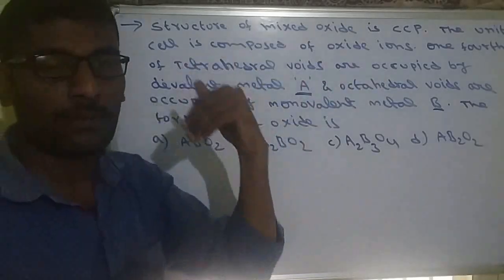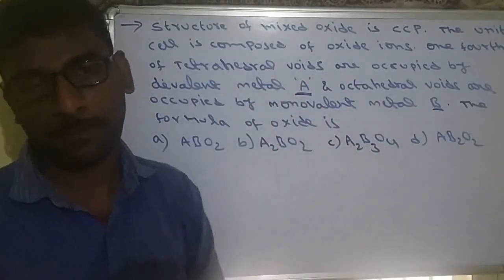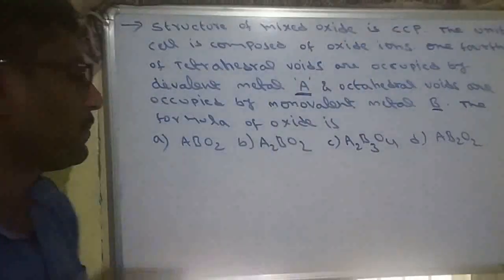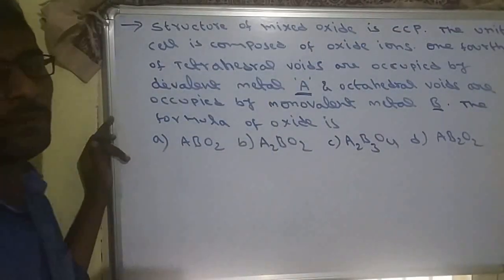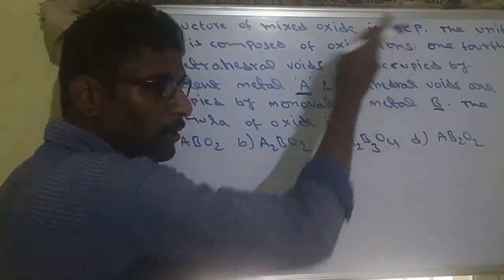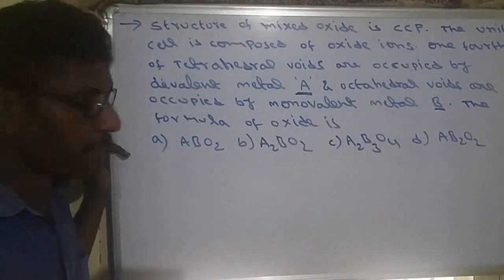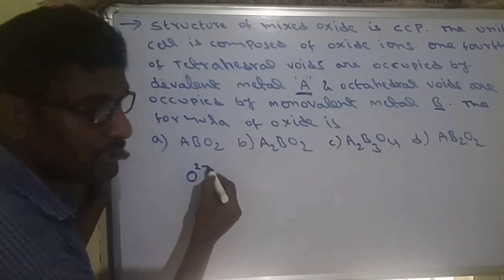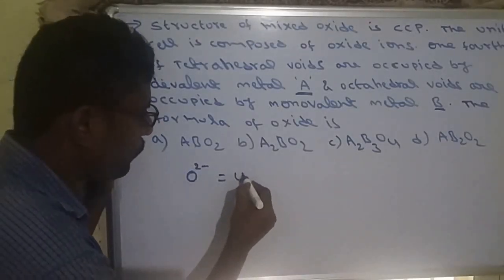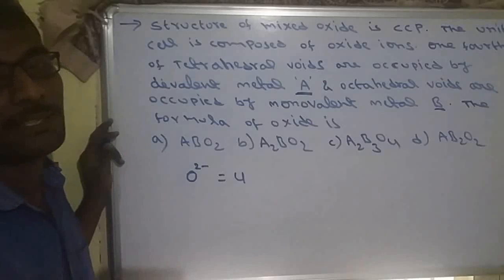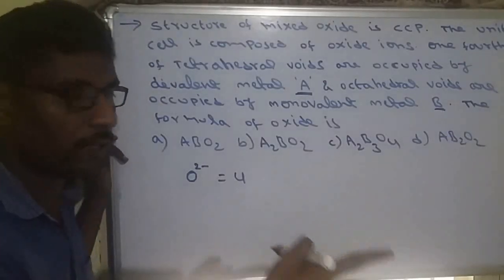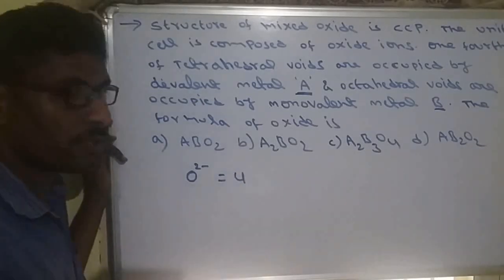That means the unit cell is made by oxygen atoms. Which unit cell? That is CCP. CCP means the number of atoms will be 4, because CCP or FCC both are the same. So the number of oxide ions, oxide means O2 minus ions, will be 4. Why? Because it is a CCP. For FCC the number of atoms is always equal to 4. So O2 minus is equal to 4.